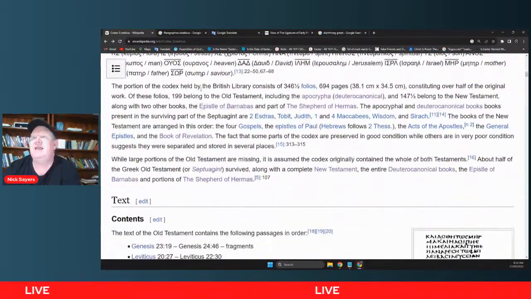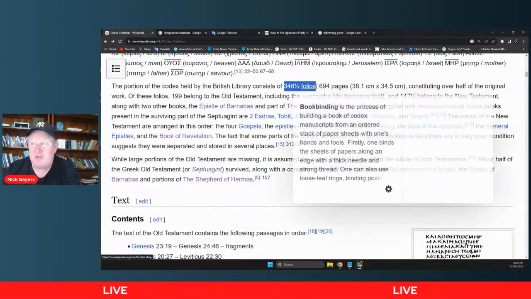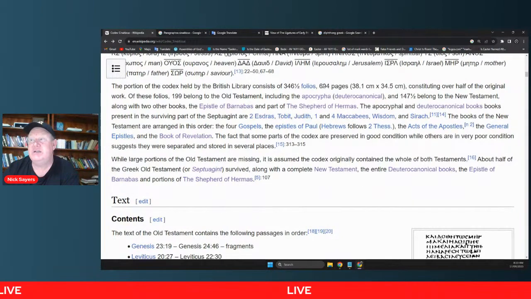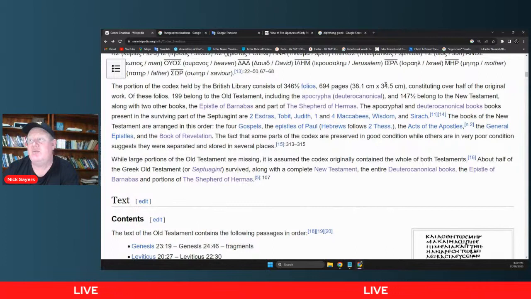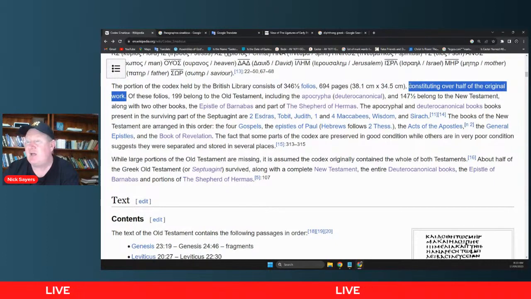The portion of the Codex held by the British Library consists of 346.5 folios, or 694 pages, 38.1 centimeters by 34.5 centimeters, constituting over half of the original work. So they've got just over half of the original work at the British Library. So it's like, okay, where's the rest of it? And that's where it gets interesting, because there's some of it in St. Petersburg, and that becomes very interesting with Uspensky and other people.